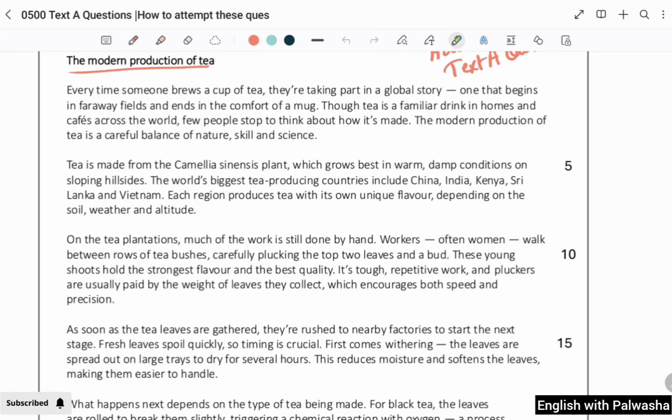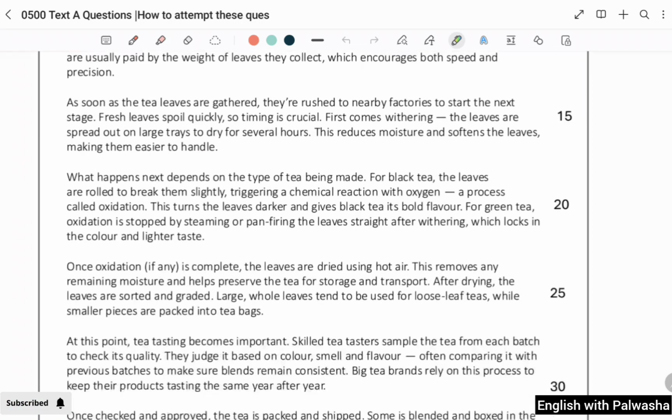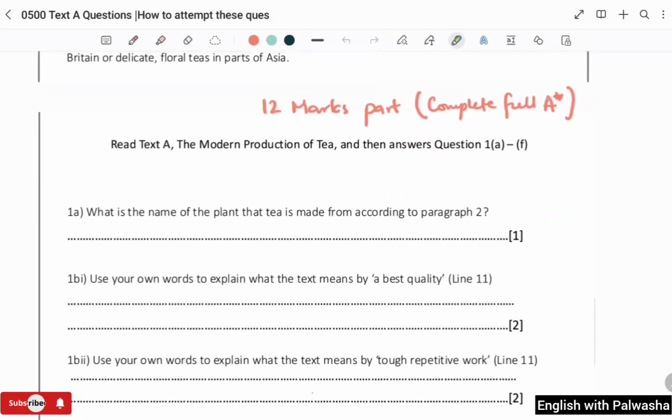And now the correct answer is Camellia sinensis. This is just the name. So we will be writing just 2 words, the name, because they have just asked the name and this question carries only 1 mark. So we won't be digging deep into the nitty-gritties. Camellia sinensis, right? So you got full 1 mark, right?